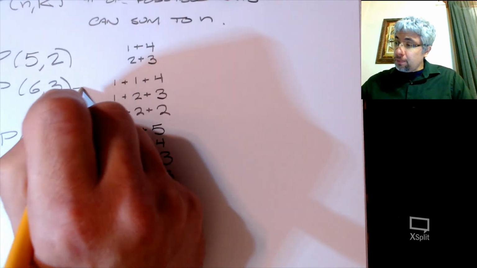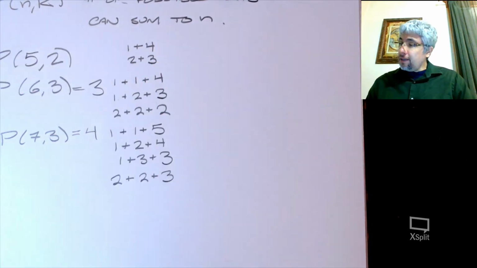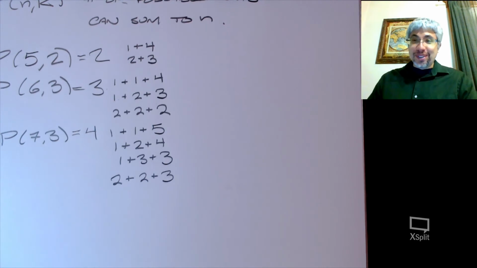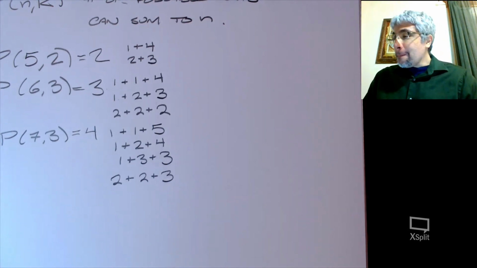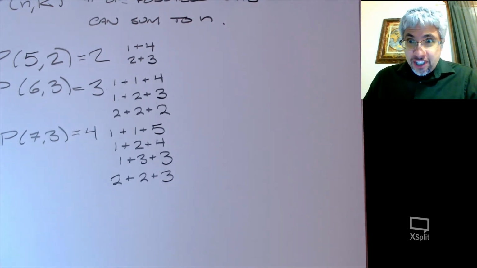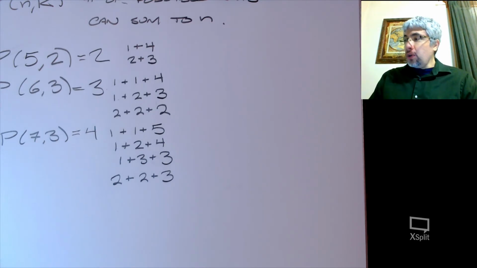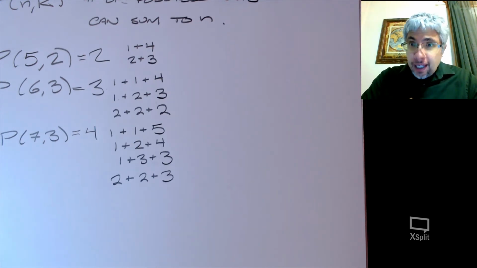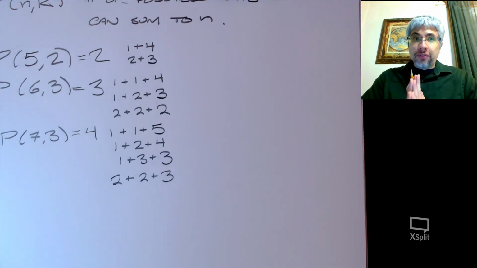That's what we saw. P(6, 3) is 3. P(5, 2) is 2. And the numbers increase by 1 every time. That's totally coincidence. I didn't decide which examples I was going to do ahead of time. But this is the partition function. The number of ways we can find k numbers that sum to n is P(n, k). And this is a really important function in discrete mathematics. It's a really important function in all sorts of fields.